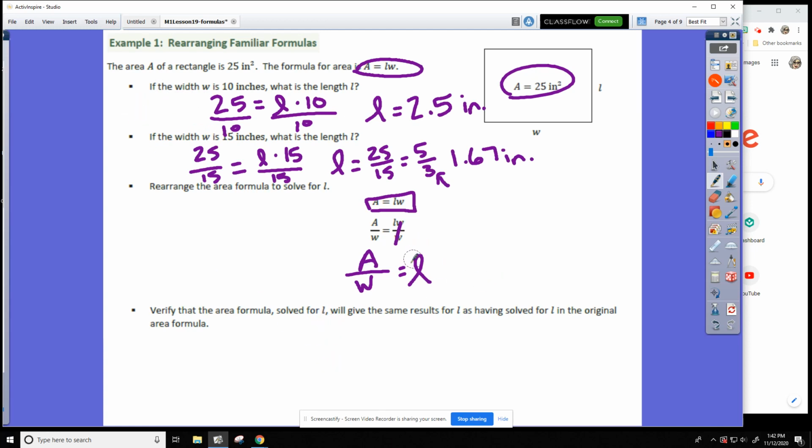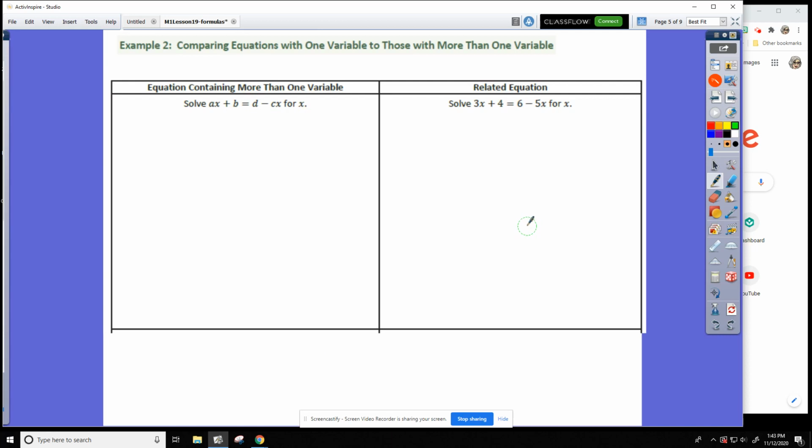So it says to verify. So now I'm going to use my formula instead of doing this work. So length is 25 divided by 10, 2.5. Yes, it worked. This one matches this one where we did more steps. So now here are these two that we need to compare. I'm going to make my pen even thinner because this box is only so big.